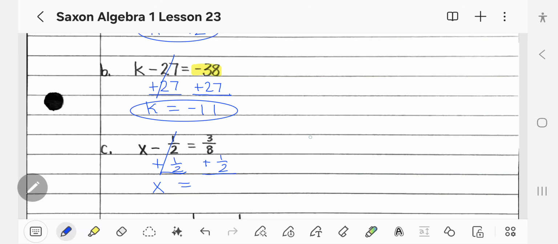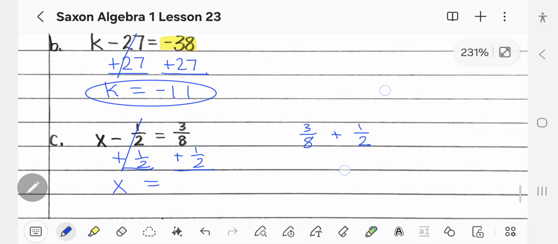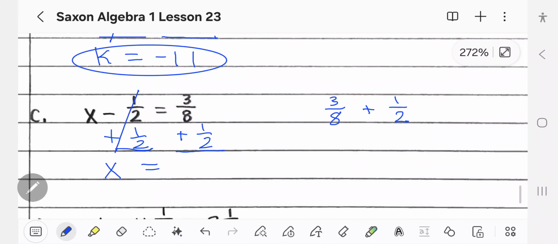3/8 plus 1/2. I'm going to move over here where I have plenty of room and write it. I know I'm going to need a common denominator because I'm adding fractions. And that common denominator is going to be 8 because it is the smallest common multiple between 2 and 8. So this is going to be 8. What do I do to the 2? Well, I'm going to have to multiply it by 4 to get that 8. So I'll have to multiply the numerator by 4 as well. 4/8 is equivalent to 1/2.